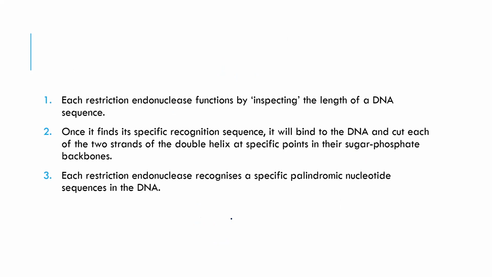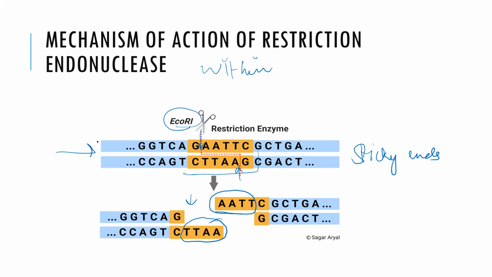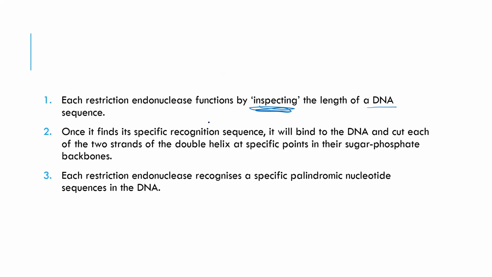Now, each restriction endonuclease functions by inspecting or scanning the length of the DNA sequence. It will scan the DNA sequence from here to here and look for the restriction recognition sequence. Once it finds a specific recognition sequence, it will bind to the DNA and cut each of the two strands of the double helix. This is one strand, this is another strand, and together they are referred to as the double helix.